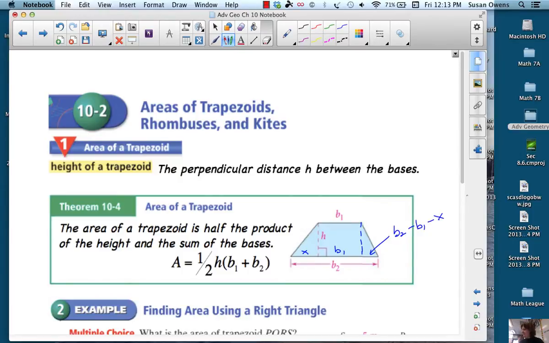Okay. Now, what I'm going to do is break down each of those formulas. So the trapezoid is going to be 1/2 of the base and the height of the first triangle. So this will be x, and this will be h.